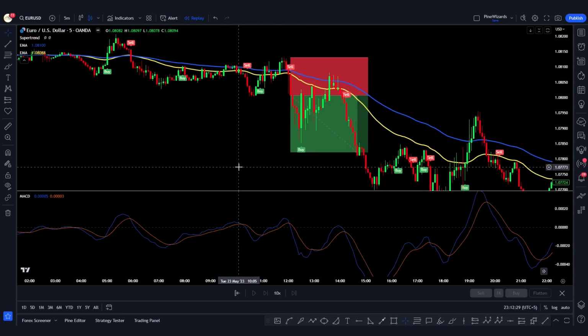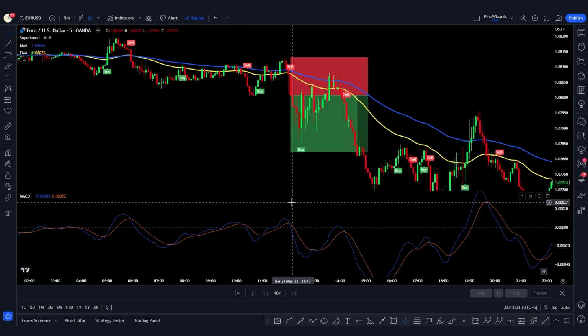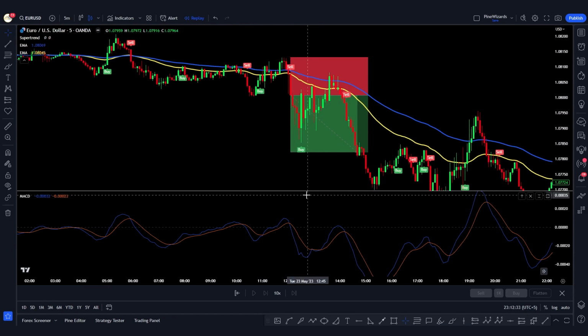So these are the rules for taking long and short positions using this strategy. I hope you are able to understand this very simple but very powerful trading strategy.